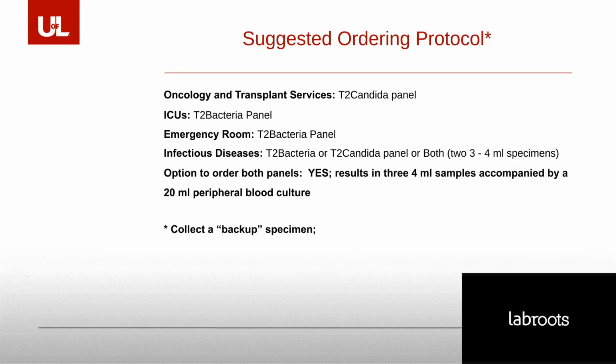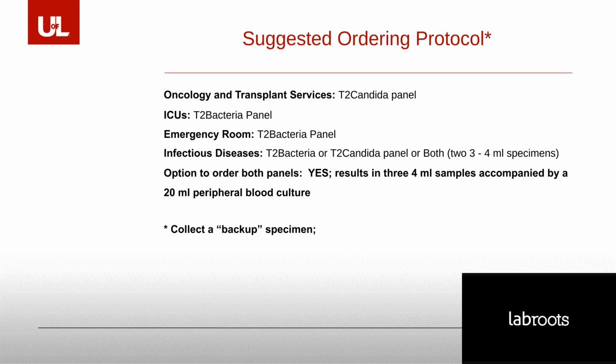So our suggested ordering protocol is listed as follows here. For oncology and transplant services, we recommend ordering a T2 Candida panel only, because fungemia is very prevalent in those patient populations. For the ICUs, we recommend a T2 bacterial panel be ordered. The emergency room, where we see a lot of our volume, we recommend the T2 bacteria panel. And then infectious diseases can order whatever they want.